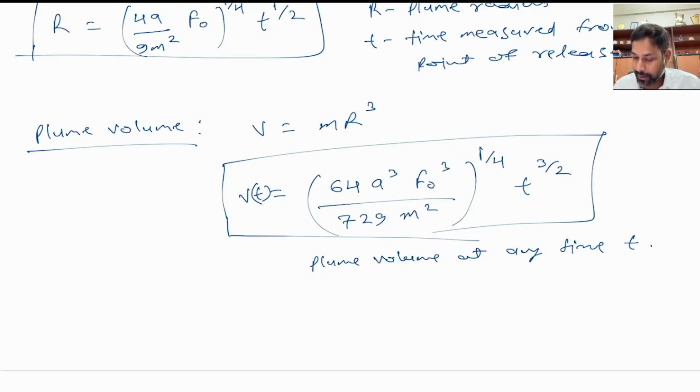Okay, where a and m are the constants that we have to find out experimentally, and f naught is the source buoyancy at the release.